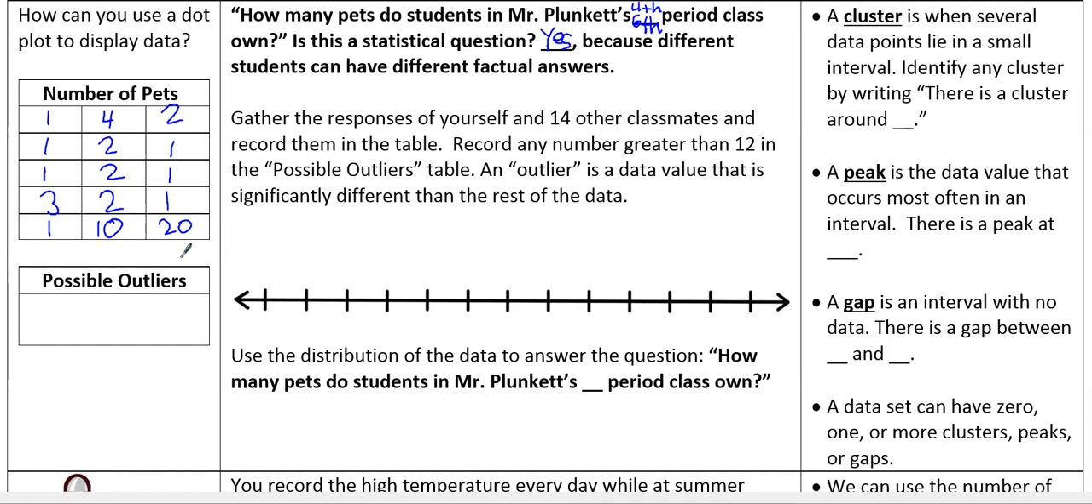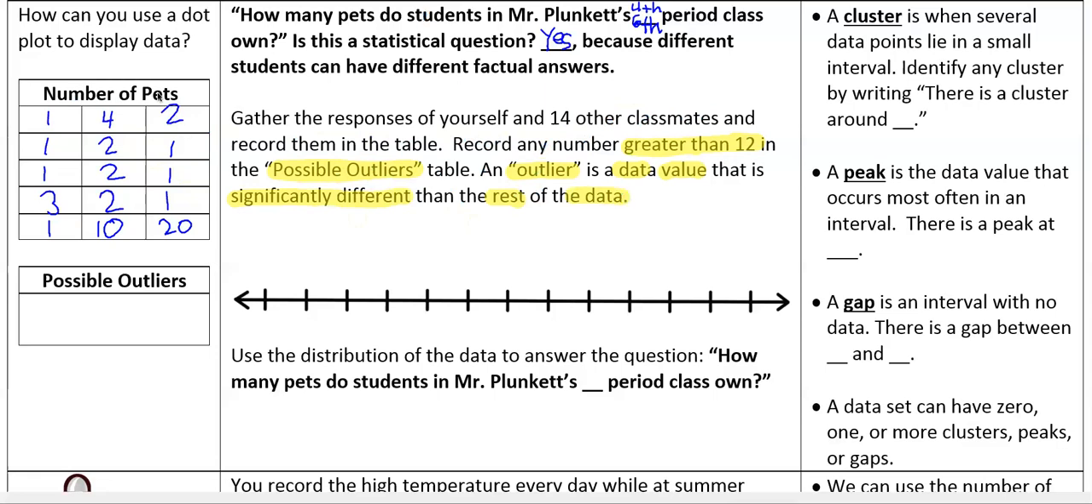Okay. What we're going to now discuss are numbers. Gather the responses of yourself and 14 other classmates. That's what you were going to do. We just did it. And record them in the table. Record any number greater than 12 in the possible outliers table. An outlier is a data value that is significantly different than the rest of the data.